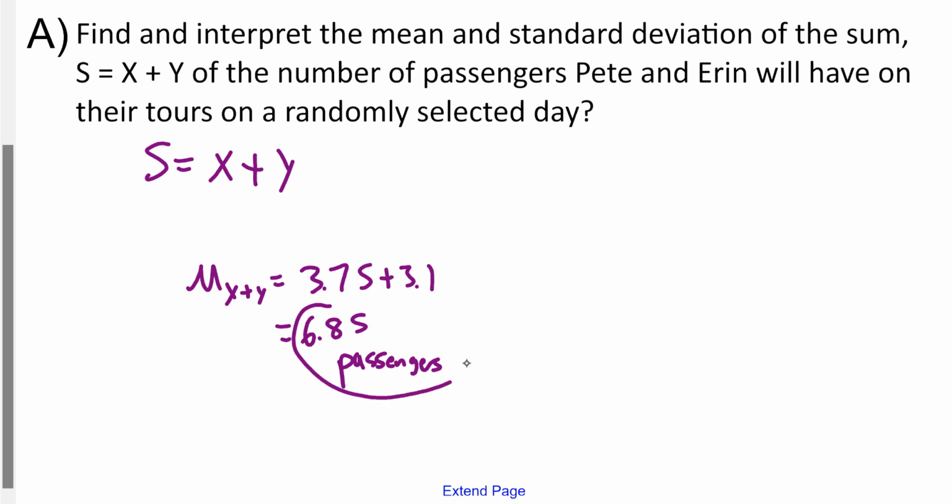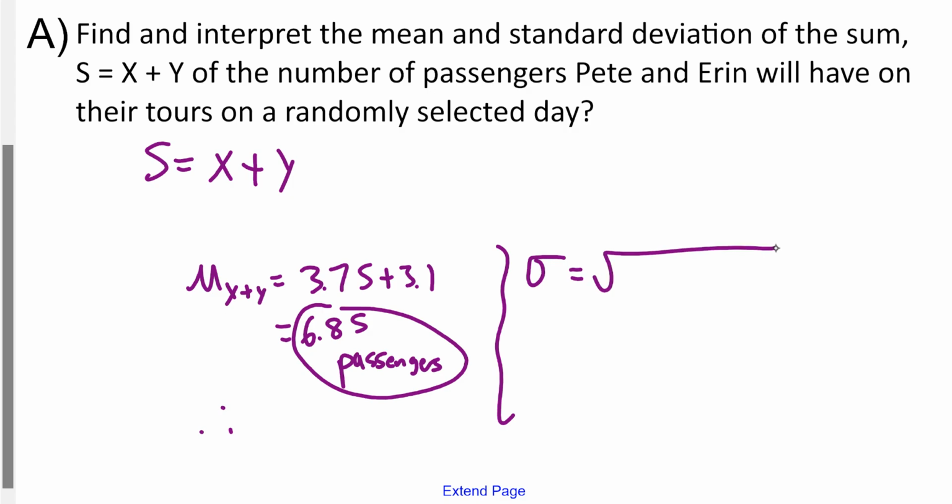Okay, I would say make sure you have an explanation where we'd expect 6.85 passengers on average between the two of them on any given day. Okay, standard deviation you can also add in there. It would be the square root of their two variances, so 1.09 squared plus 0.94 squared. And I got about 1.439. So same deal. That's the standard deviation.